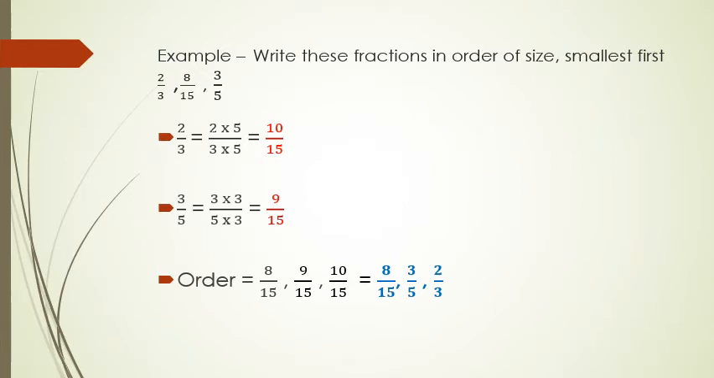8 by 15 was the fraction kept untouched, so you can write it as it is. 9 by 15 was derived from 3 by 5, so you can put it as 3 by 5. And 10 by 15 was derived from the fraction 2 by 3. So in place of 10 by 15, you can put 2 by 3. The answer is highlighted in blue.